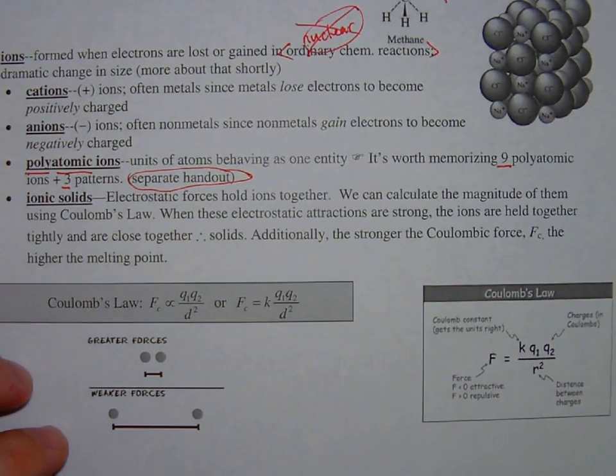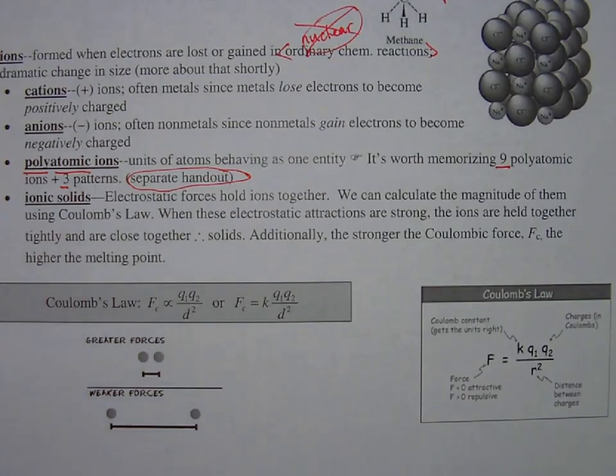Then we have ionic solids, right? Ionic solids. When electrostatic forces are holding ions together, right, they're strong enough that they keep them fixed in place, they're an ionic solid. Remember, solids, back from chapter 1, they vibrate around a fixed point. Well, the reason that they're vibrating around a fixed point is because the electrostatic forces are so strong that they hold them in place very, very tightly. They can't move. And we can actually calculate the magnitude of those electrostatic forces using Coulomb's law.